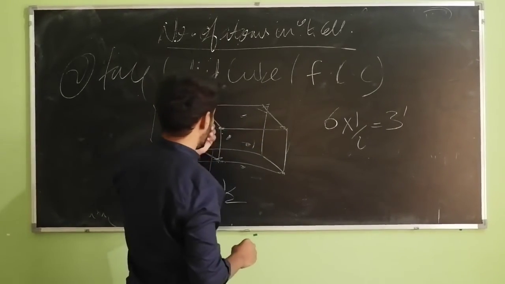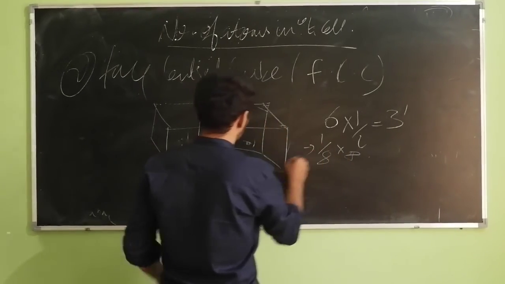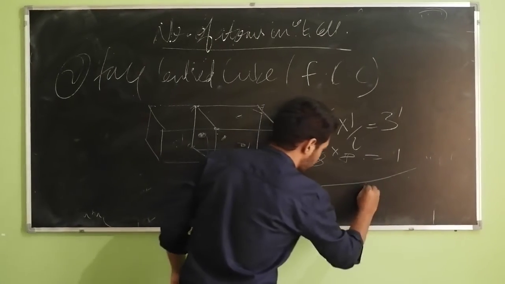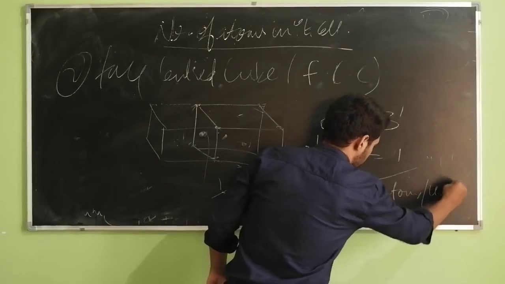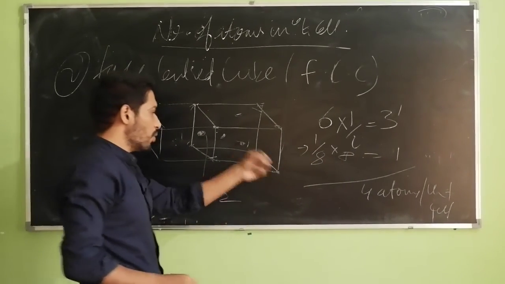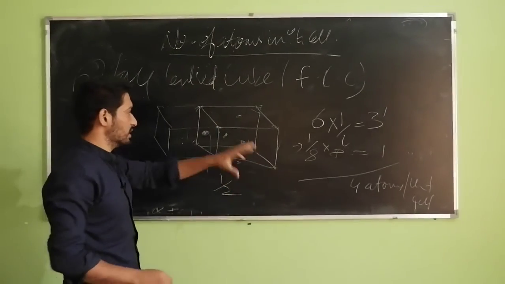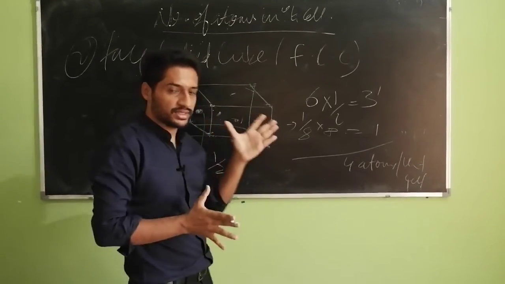And obviously I have 1 by 8 into 8, these are the corner ones, so this is 1. So in total we have 4 atoms per unit cell. So we have 4 atoms for a face-centered cube per unit cell, from the contribution of the corners and the contribution from the face centers.